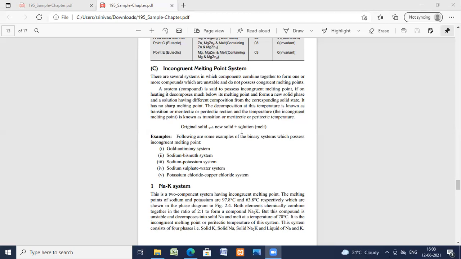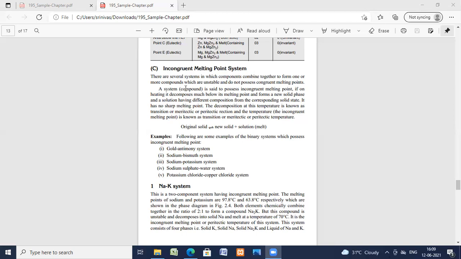If two components form an intermetallic compound, but that solid compound on liquefaction gets decomposed, it is unstable before reaching its melting point. Such a system is an incongruent melting point system. Example, sodium chloride and water system. Salt and water form a solid hydrate.